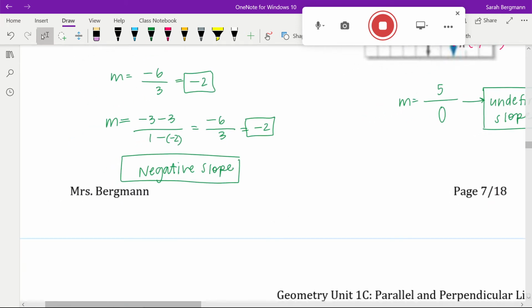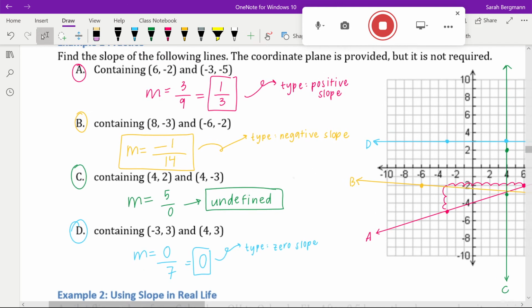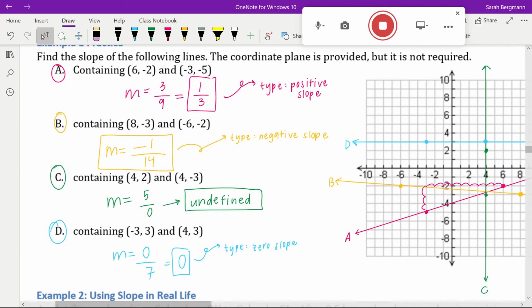Pause the video and try the practice problem below. Here are the correct answers. I put the type in here. It didn't ask you for the type, but just review that.